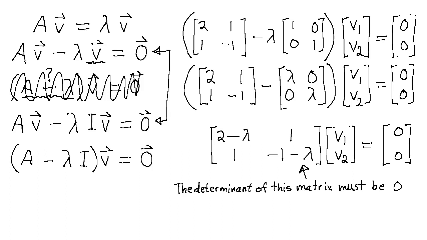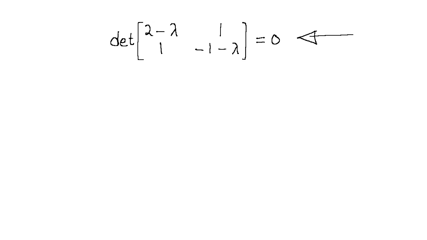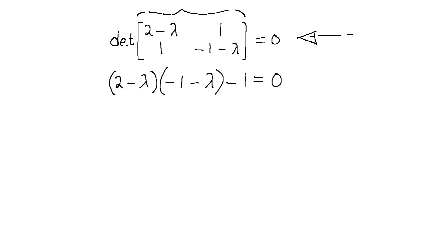That's an important observation because that's the key to nailing down lambda. We recognize that a lambda that makes up part of our solution must be a number that also makes this statement about the determinant of this new matrix true. Applying our formula for the determinant of a matrix with 2 rows and 2 columns, we turn this statement into one that is much more familiar.